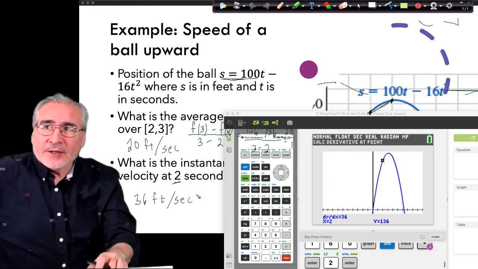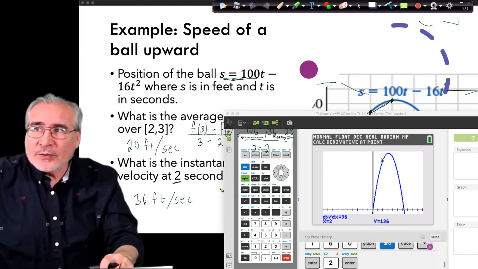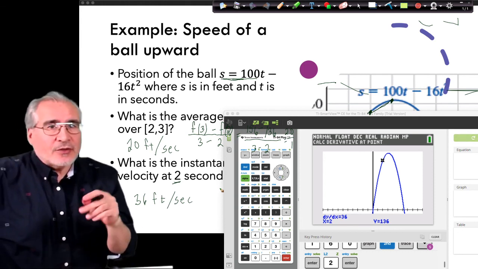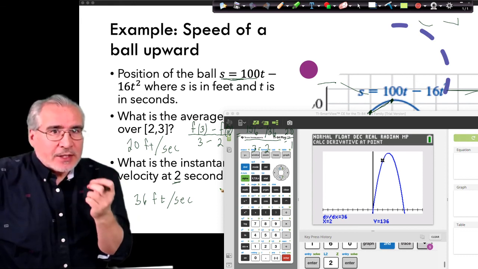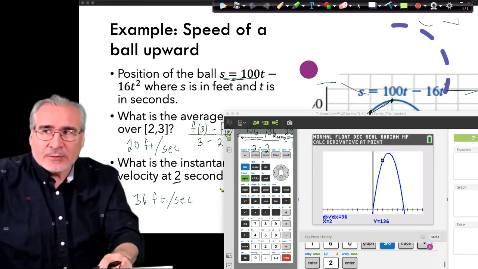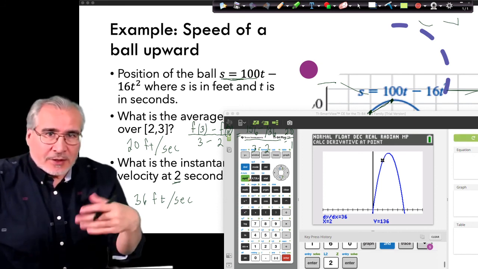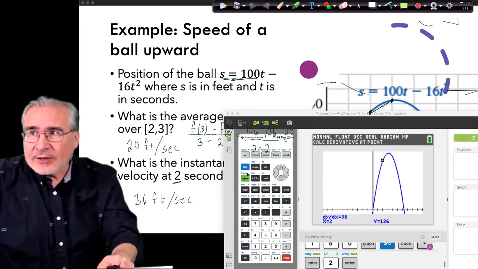Casio has a similar feature. The other thing that's going to be nice, I want to show you right now, is we can actually draw the tangent line here, and it will give us the equation of the tangent line. And again, the Casio will do this as well. So there are some homework problems that ask you for the equation of the tangent line. So I'm going to show you how you can do that.